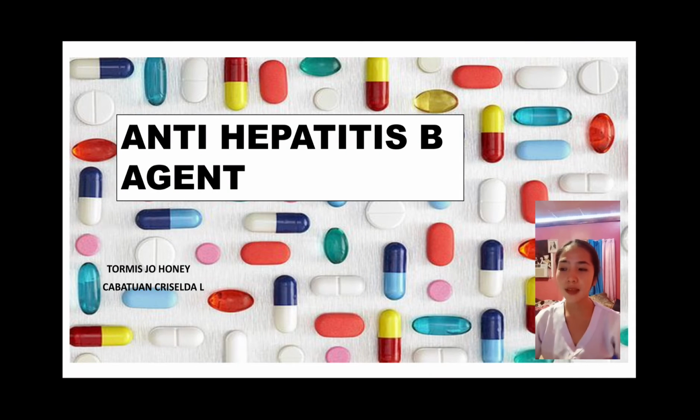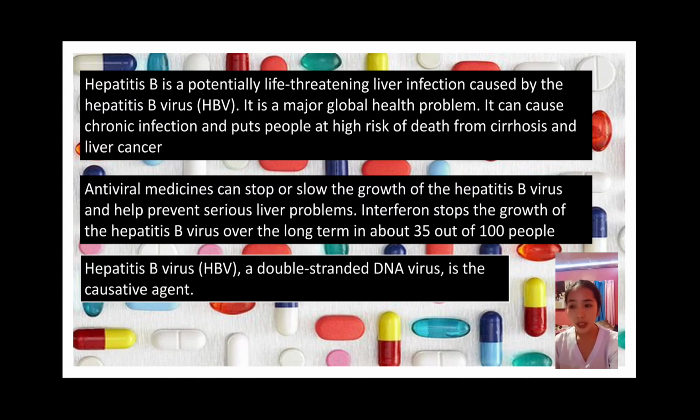About anti-hepatitis B agents. Before we know about what drugs can help prevent hepatitis B, I'm going to explain the possible ways that a person could get it. So first, hepatitis B is a potentially life-threatening liver infection caused by the hepatitis B virus or HBV. It is a major global health problem. It can cause chronic infection and puts people at high risk of death from cirrhosis and liver cancer. Antiviral medicines can stop or slow the growth of hepatitis B virus and help prevent serious liver problems.